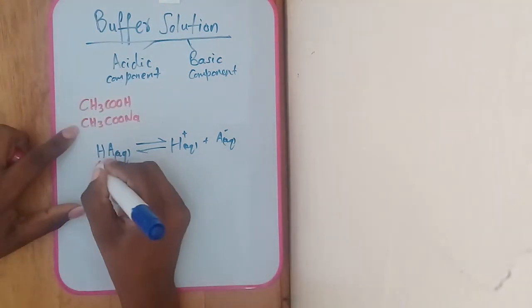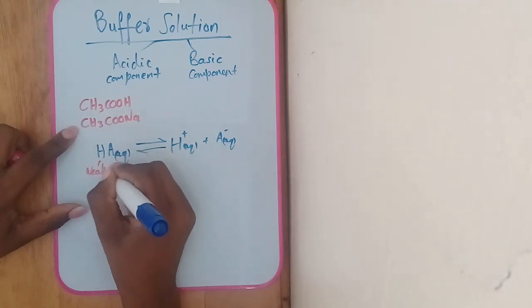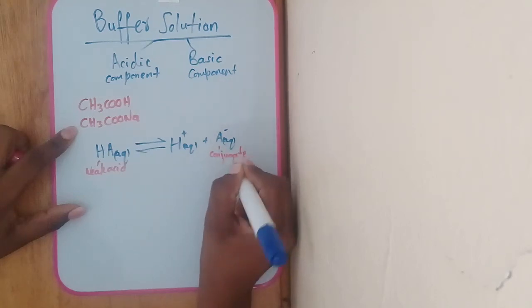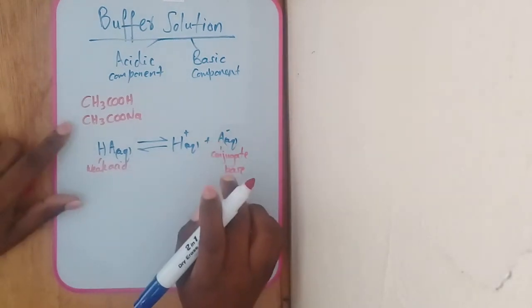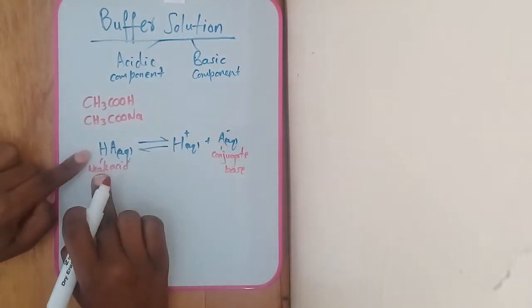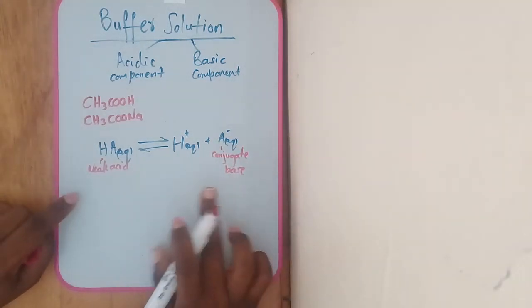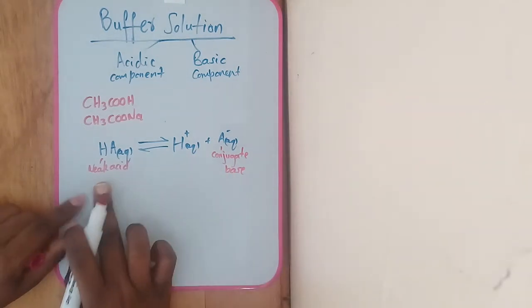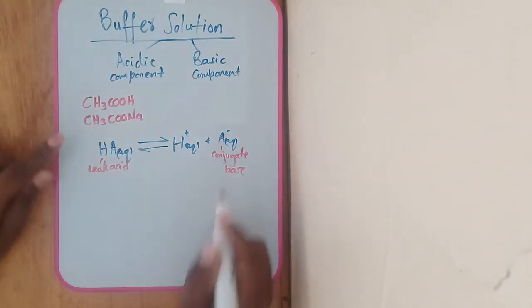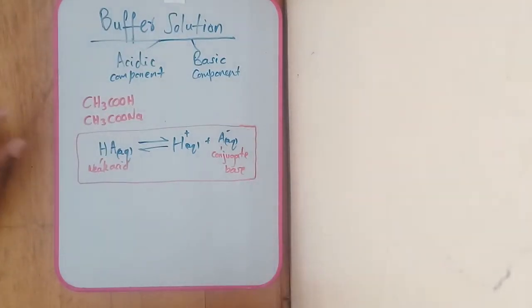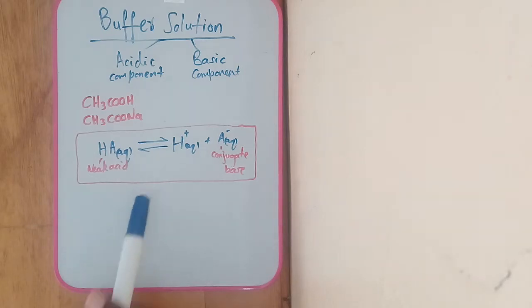So this is our weak acid with its conjugate base, because they differ in the proton. It has one proton here, and here it does not have that one proton. So that is why we say this is the conjugate base of this weak acid. So this is our buffer here, this is our buffer solution.